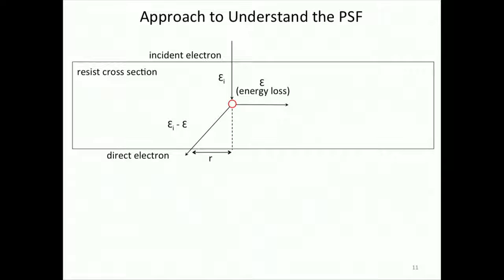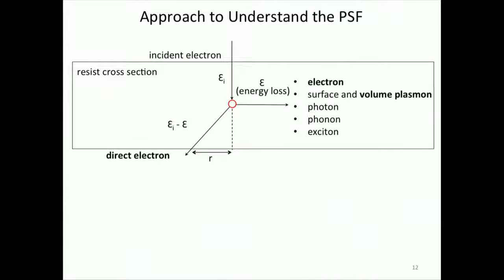Then my approach is like this. The basic problem here is that once you have an electron coming down inside the resist, there could be an inelastic scattering event deflecting the primary electron beam and losing energy epsilon here. That energy loss would be due to excitation of other particles.